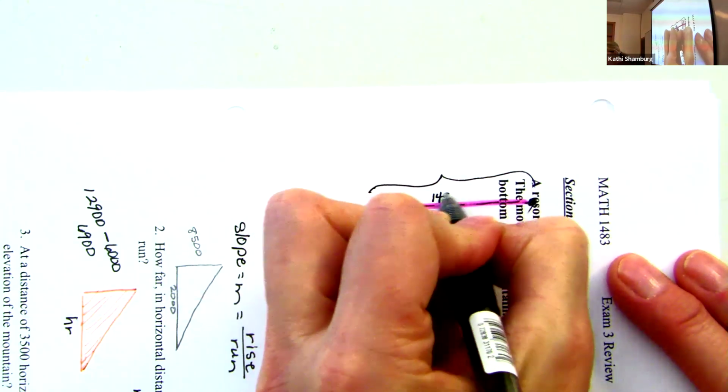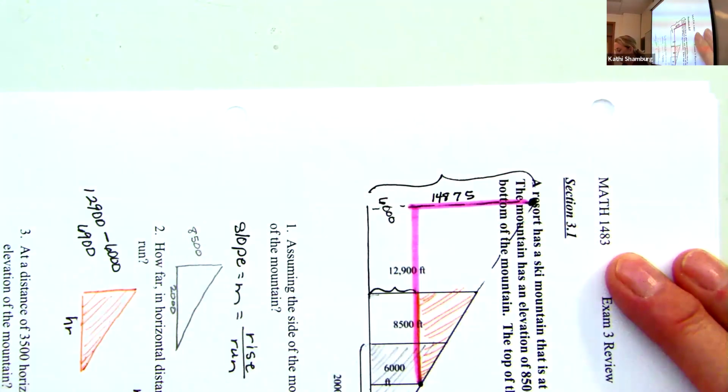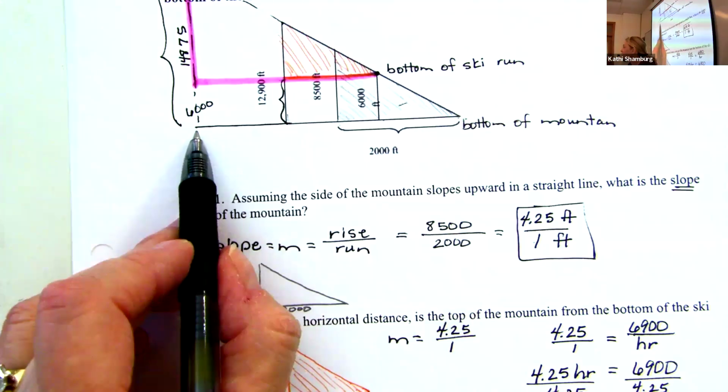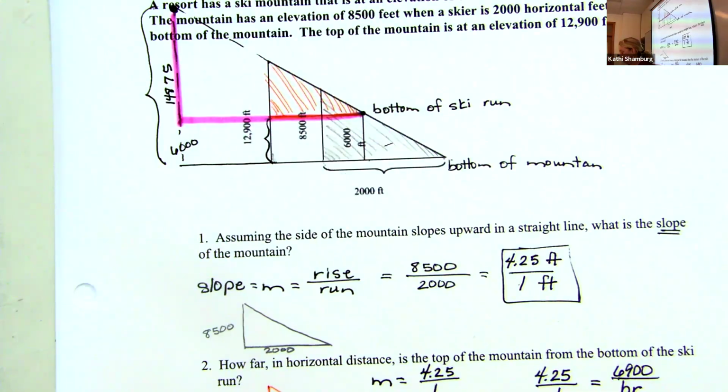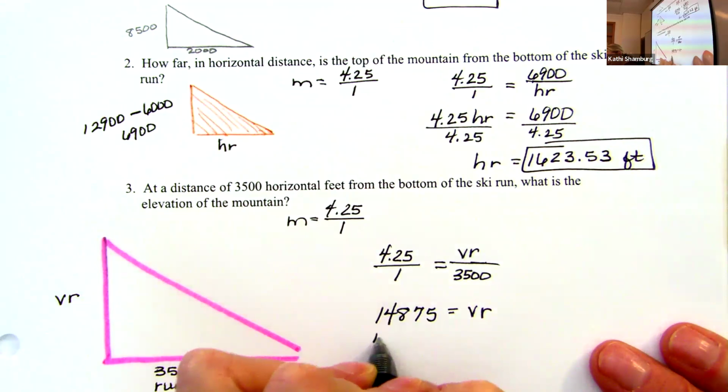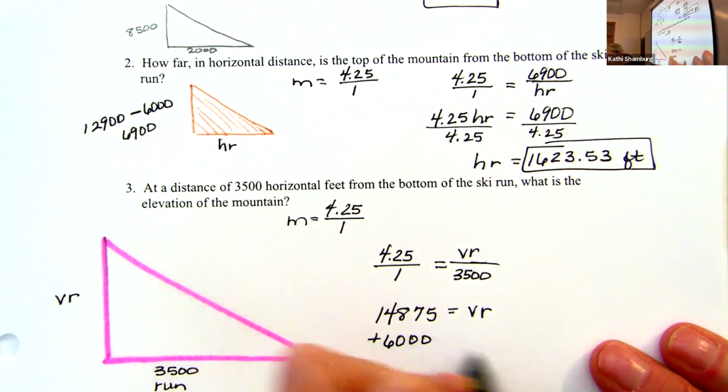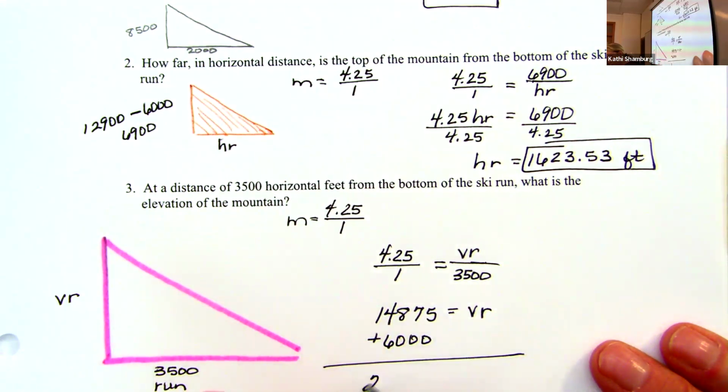So that is this right here. And so we just need to add the 6,000 feet. So 20,875 feet elevation.